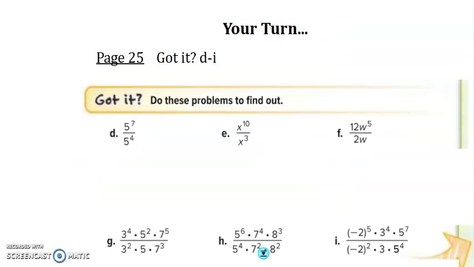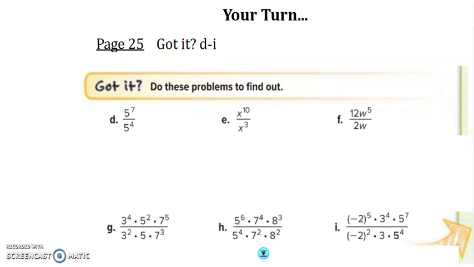Now, what I want you to try is on page 25, I want you to try these 6 Got It problems. If you don't have your book, go ahead and just write these down on a sheet of paper and give them a try.